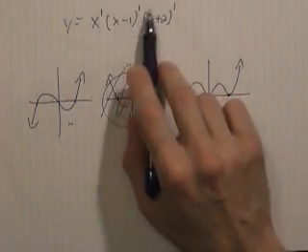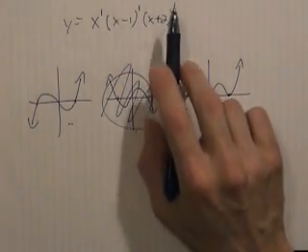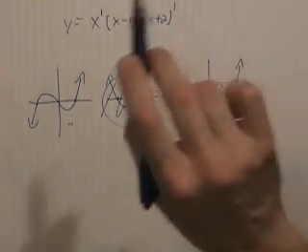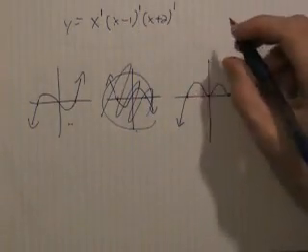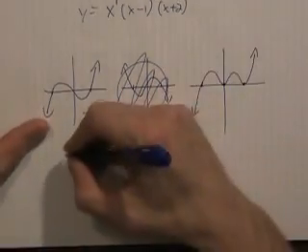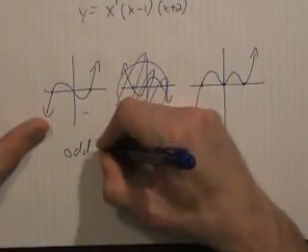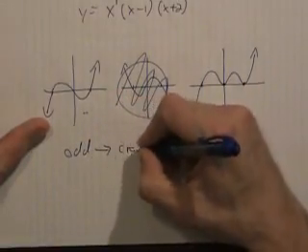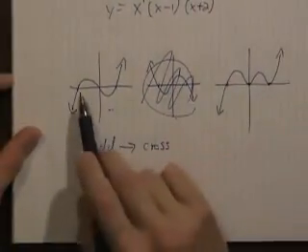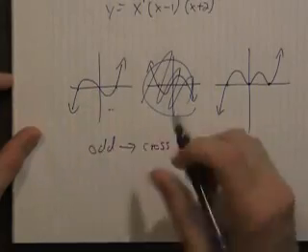If these numbers here are odd, then the graph of the function will cross the x-axis at those points. So if it's odd, that implies a cross. The graph is going to cross over the axis at those numbers.